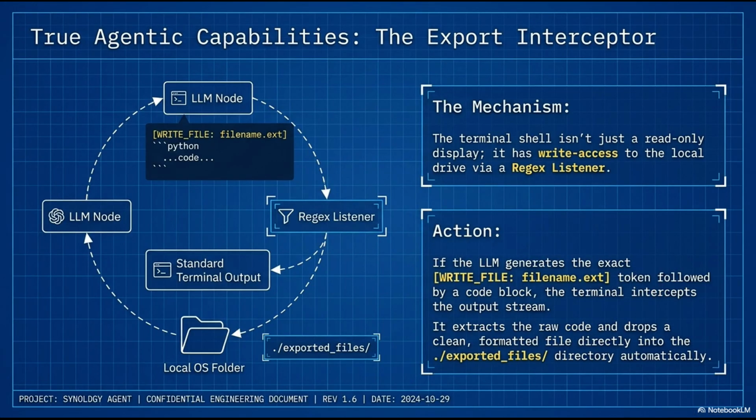There is one more brilliant mechanical feature integrated into this runtime terminal: the Regex file system export interceptor. The LLM is capable of dropping physical files onto the user's hard drive on command. This elevates the system from a search engine to a true agentic assistant. Vitally programmed a Regex listener into the terminal's output stream. If the LLM generates the exact string token write file in brackets, followed immediately by a fenced code block, the terminal intercepts the output. It automatically extracts the contents of the code block and writes it to a clean, formatted file within a dedicated exported files directory on the OS disk.